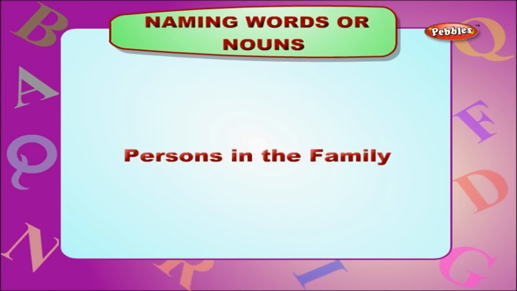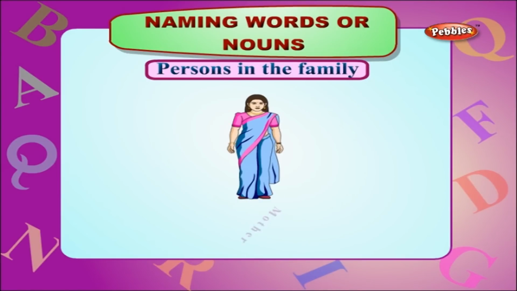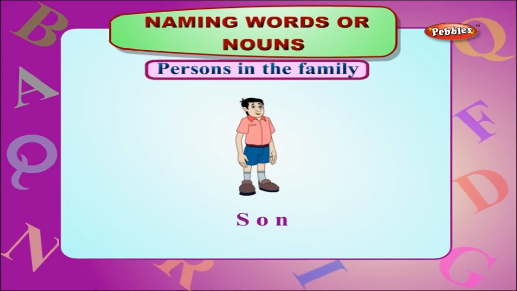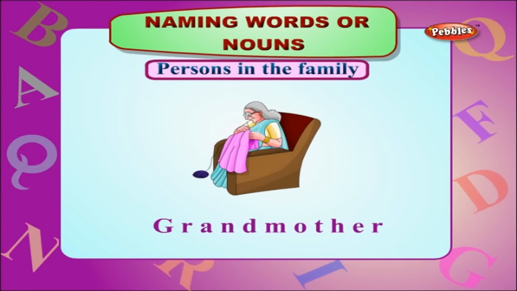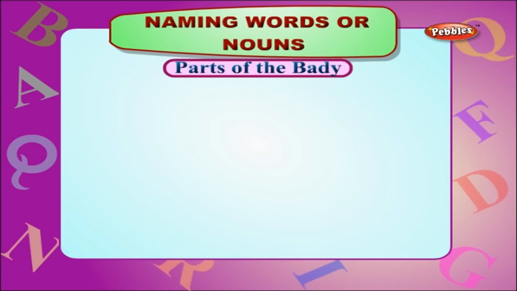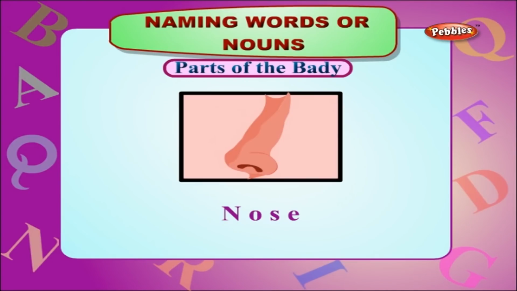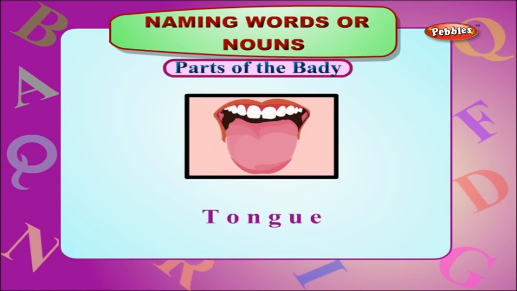Persons in the family: father, mother, daughter, son, grandfather, grandmother. Parts of the body: eye, nose, hand, mouth, tongue.